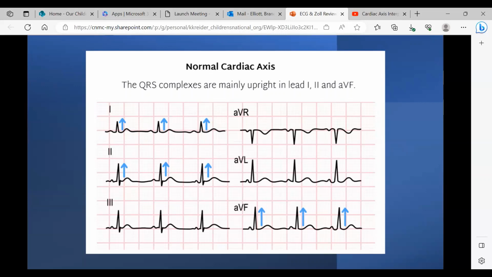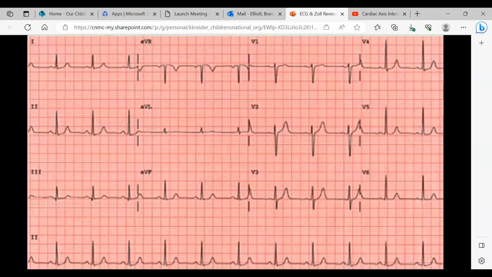So here is my lovely assistant Danny, sitting in the background, who is going to tell me what he sees on the EKG for me. I am seeing 1 looks like it's positive or up, 2 looks like it's up, and aVF looks like it's up. So that looks like normal axis.